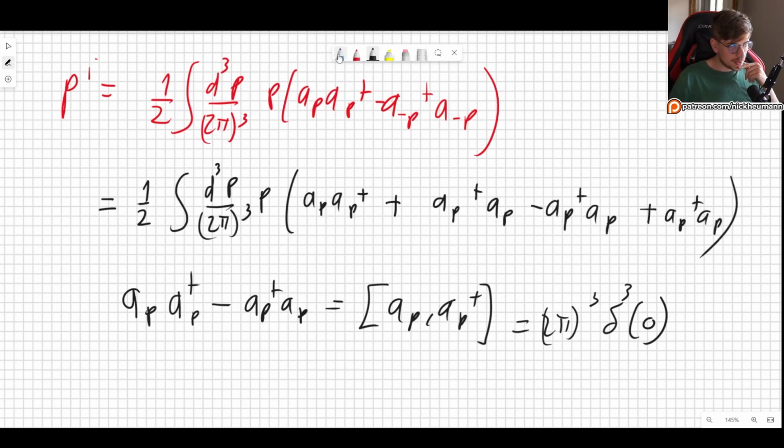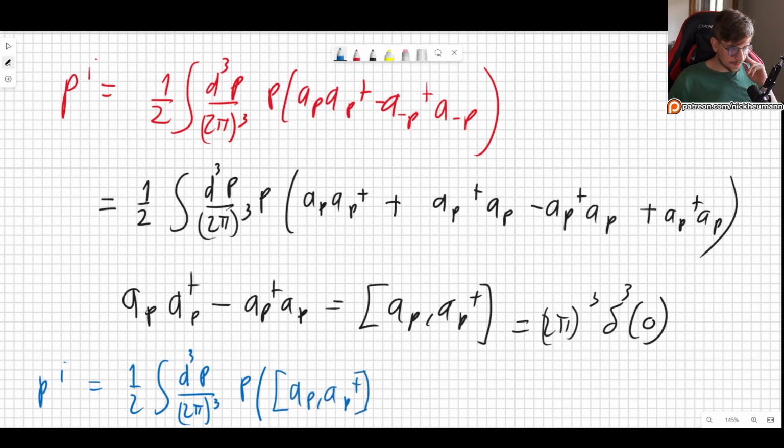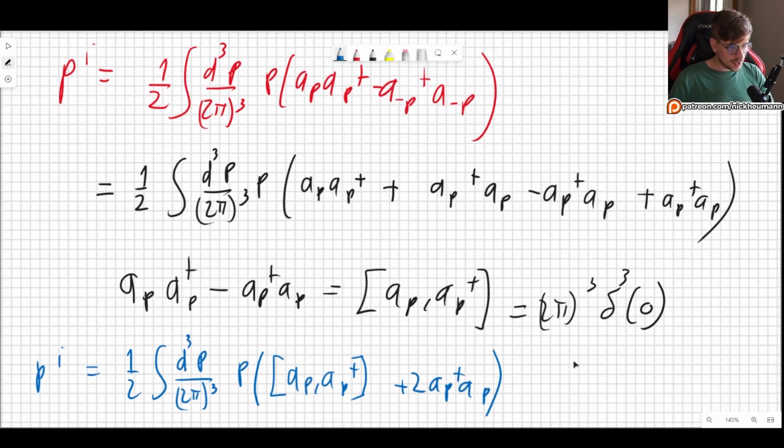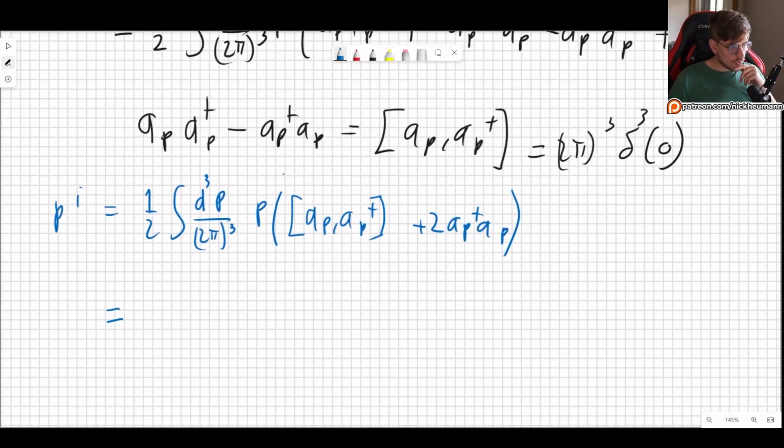Okay, so by doing this, maybe let's change colors now. So we have our integral here, 2 pi cubed. So what do we have? We have p times, and now we have a_p a_p dagger minus a_p dagger a_p. So first we have the commutator that we wanted. And then we have plus 2 times a_p dagger a_p. Okay, so what this means is that we have one of these terms. Now I'm going to just switch the order in which I write them. So we have the integral over all of momentum, 2 pi cubed, p times a_p dagger a_p.